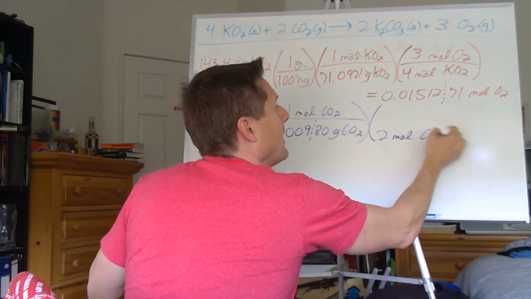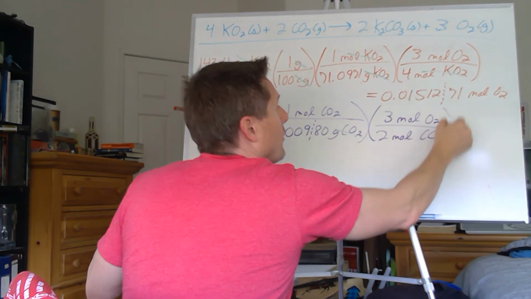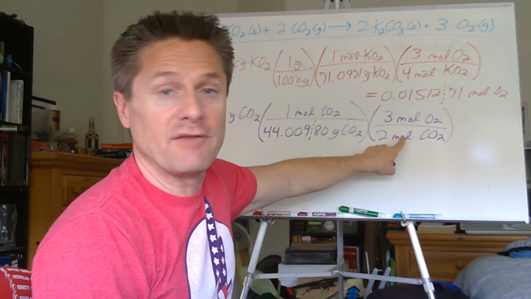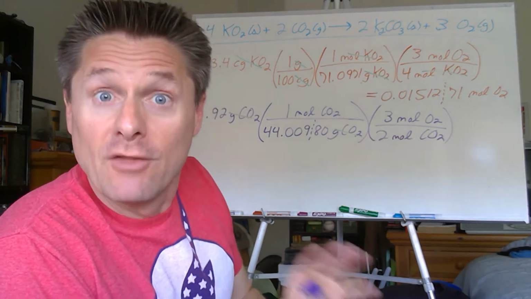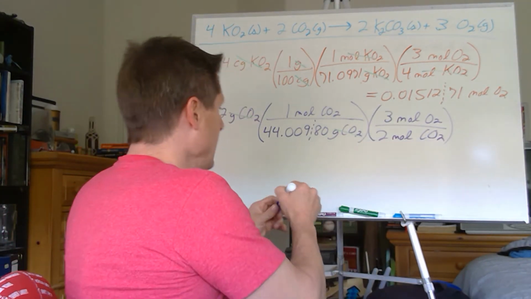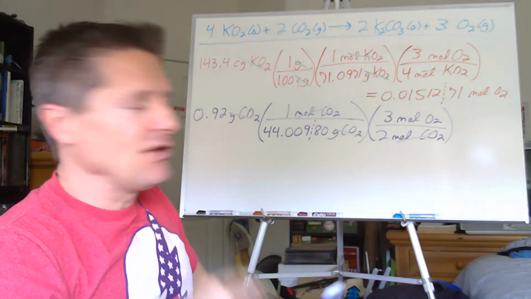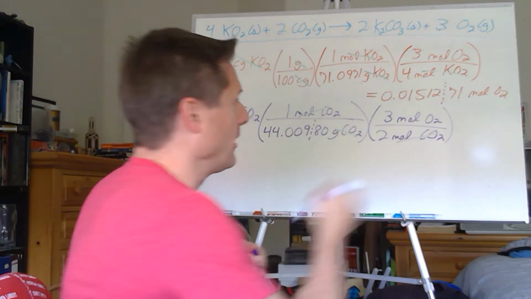2 moles carbon dioxide will produce 3 moles of O2. And you see why you can't compare KO2 to CO2, because the mole ratios are different. This is a 3 to 4 mole ratio producing oxygen. That's a 3 to 2 mole ratio. Those are different. And we can cancel out this. It's just two problems of stoichiometry in one umbrella, right?